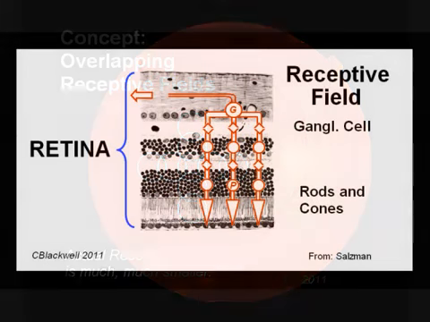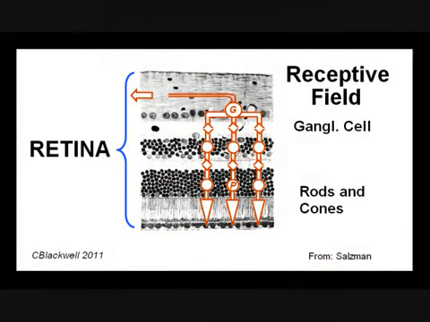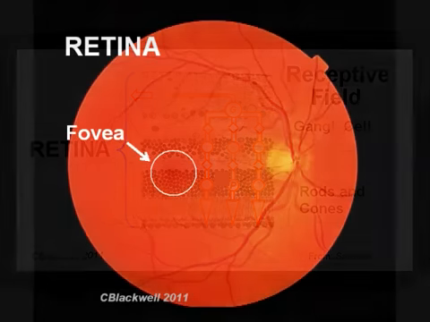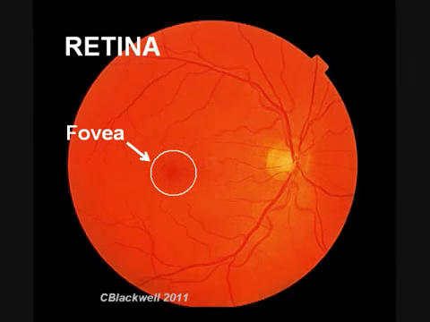Here is a microscope view showing a receptive field. Multiple photoreceptors from a specific area feed into a single ganglion cell. The number of photoreceptors that make up a field is small in the fovea, where your most detailed vision is. Away from the fovea, the number of photoreceptors per field increases as visual detail decreases.